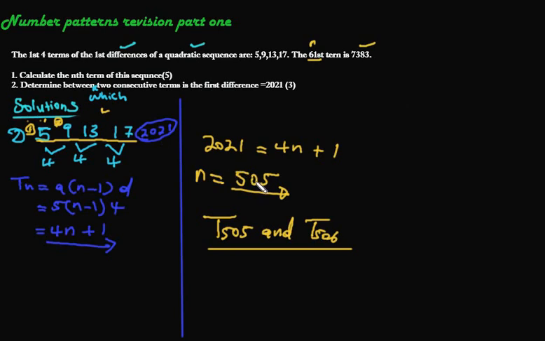Meaning, for the 505th term of the first differences, we must have subtracted the 505th term of the actual quadratic sequence from the 506th term of the quadratic sequence. So that is how you approach this question.